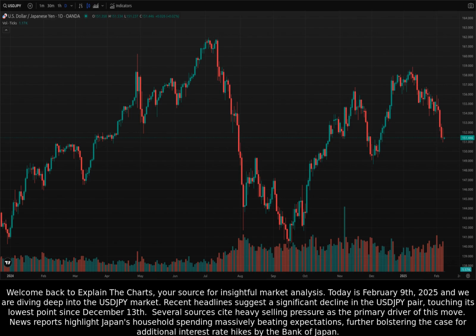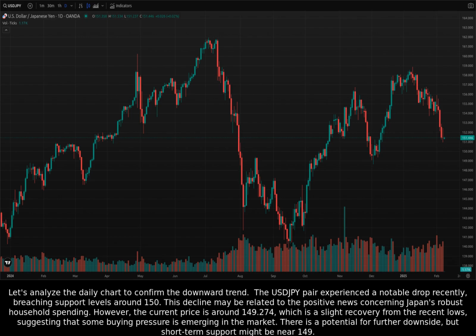News reports highlight Japan's household spending massively beating expectations, further bolstering the case for additional interest rate hikes by the Bank of Japan. Let's analyze the daily chart to confirm the downward trend. The USDJPY pair experienced a notable drop recently, breaching support levels around 150. This decline may be related to the positive news concerning Japan's robust household spending.